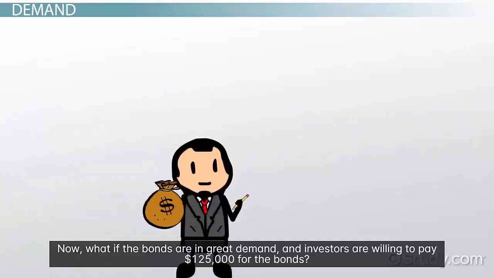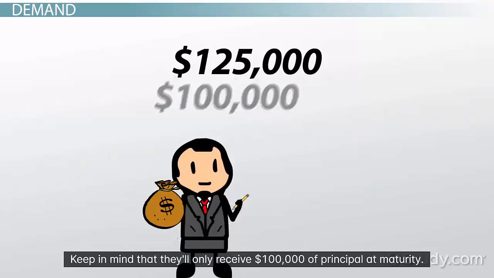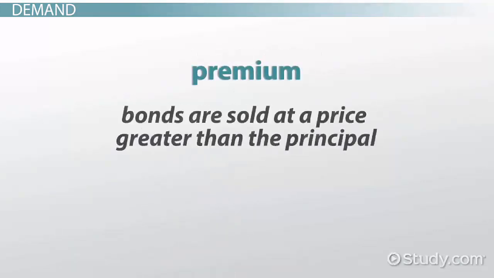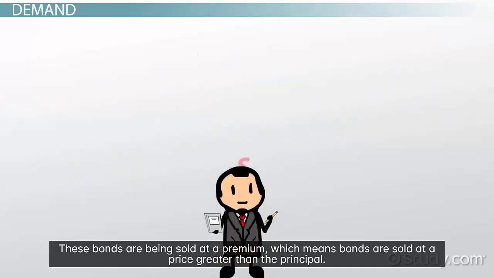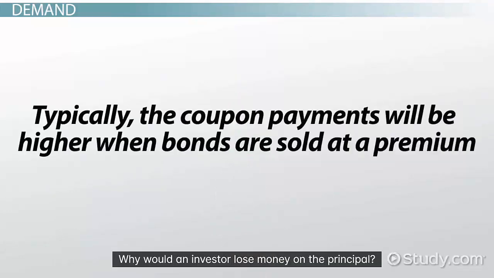Now, what if the bonds are in great demand and investors are willing to pay $125,000 for the bonds? Keep in mind that they'll only receive $100,000 of principal at maturity. These bonds are being sold at a premium, which means bonds are sold at a price greater than the principal. Why would an investor lose money on the principal? Good question. Remember the interest payments?